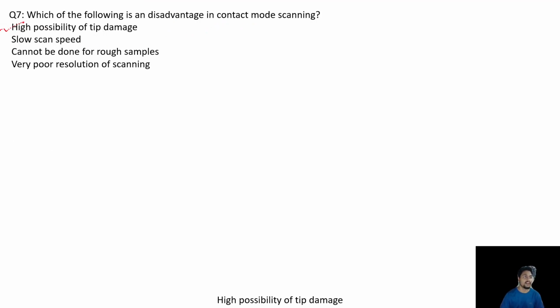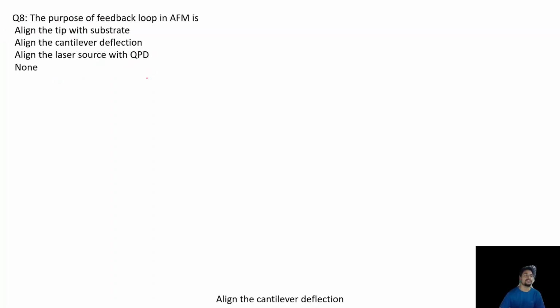Obviously, we already know this. I already discussed it because the other things are okay. It can be done for rough samples. Normally, rough samples are done in contact mode only. Very poor resolution is not the case because the resolution is great, and slow scan speed is also not the case. The case is damage, because it is in the contact mode. So there is a possibility of tip damage, and also surface damage.